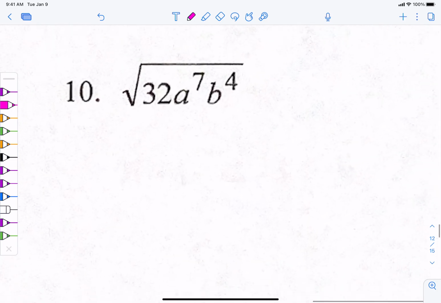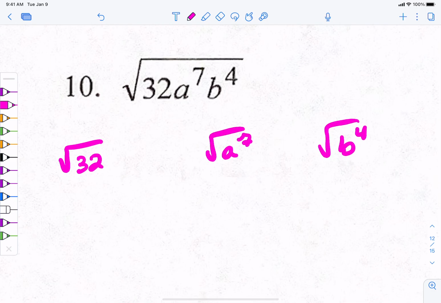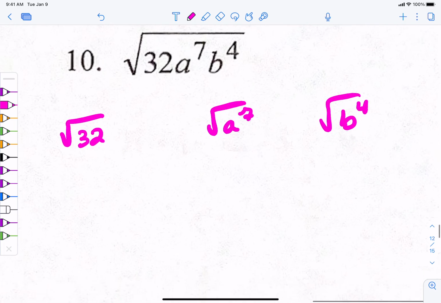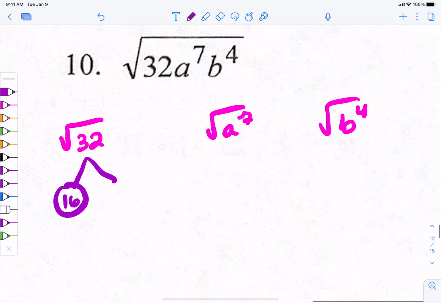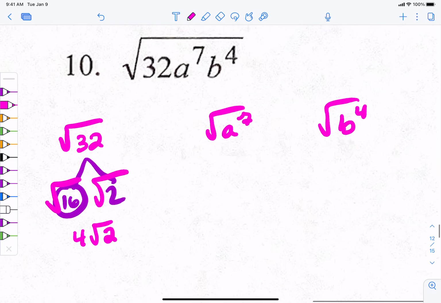Okay, here's how I do these. Ready? The square root of 32, the square root of a to the 7th, the square root of b to the 4th. You break them all down and then you shove them all back together. So 32, numbers that break down into 32. It would be 8 and 4, but think bigger than that. 16 and 2, right? So, square root of 16 and the square root of 2, that becomes 4 square roots of 2.